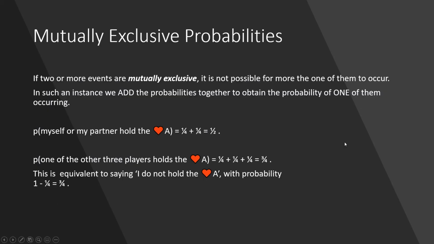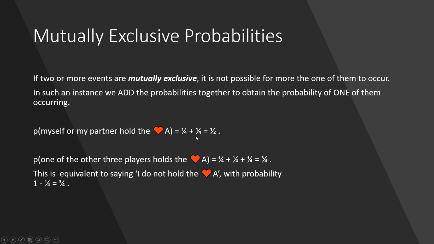Okay, so mutually exclusive. Two or more events can be mutually exclusive. That means that not more than one of them can occur, and we can add the probabilities together to obtain the probability of one of them occurring. So myself or my partner hold the ace of hearts. A quarter of the time I hold it, a quarter of the time my partner holds it. So the probability of one or other of us holding it is a quarter plus a quarter, which is a half.